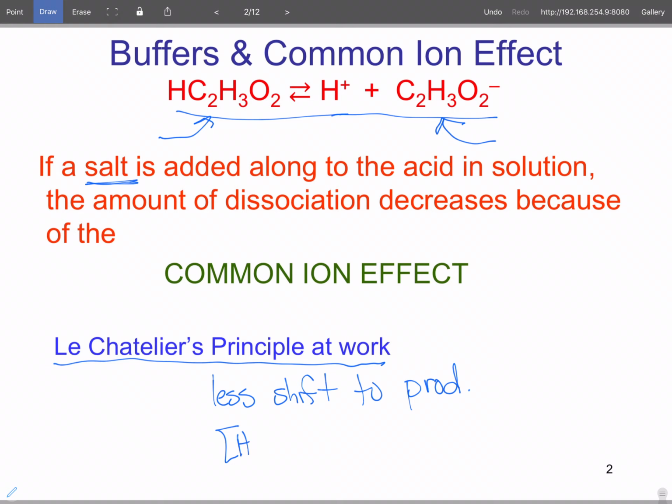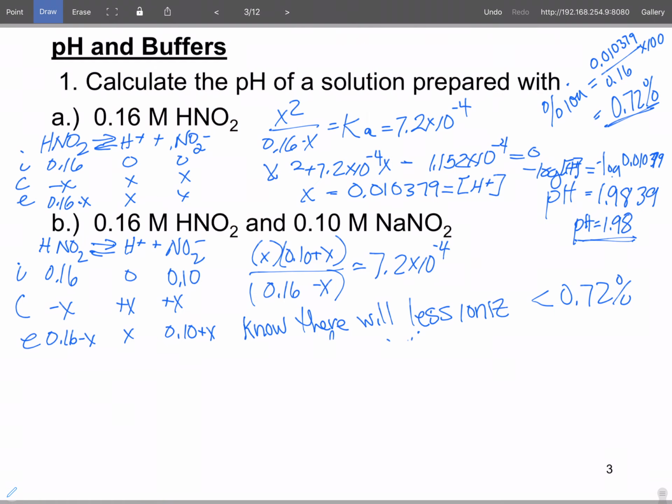Because H plus would be less, which means our pH is not going to change much because you've got the shift going back and forth. Okay? So if we're looking at this, the way this works, and I've already pre-started this for time's sake, part A is strictly a weak acid system. You know how to do that. You set up the ICE table. You set up the Ka. The Ka here is given. And you solve for the hydronium ion concentration. And so you're going to end up with a pH of about 1.98.